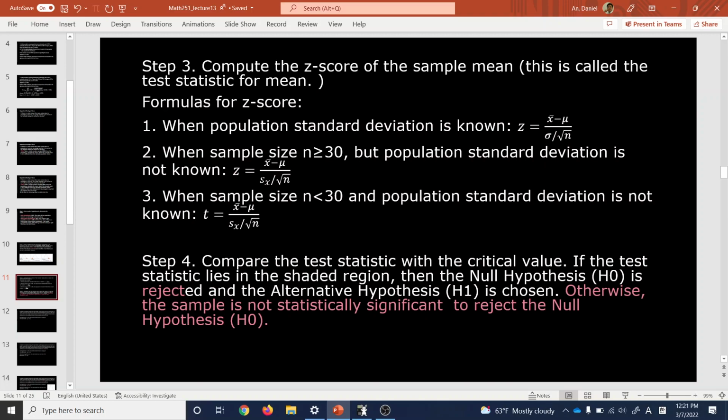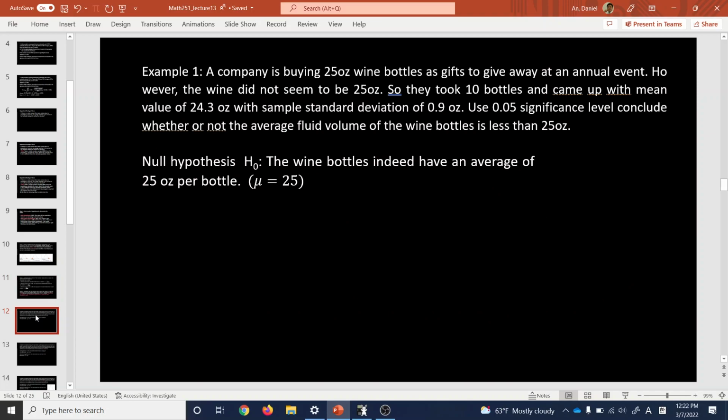Okay, and then step 4, compare the test statistic with the critical value. If the test statistic lies in the shaded region or the rejection region, then the null hypothesis is rejected and the alternative hypothesis is chosen. Otherwise, the sample is not statistically significant enough to reject the null hypothesis H0. All right, so that's the overall idea, and you probably wouldn't understand what this is saying unless you see an example. So let's go to our first example.